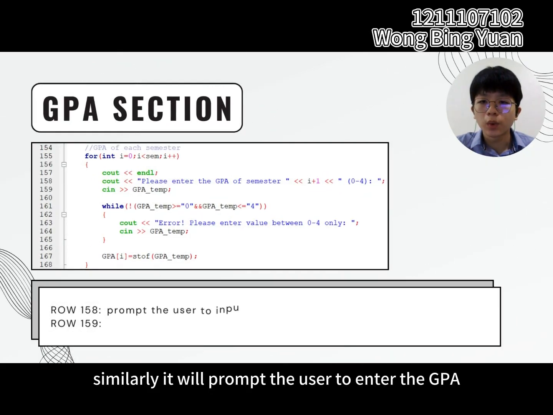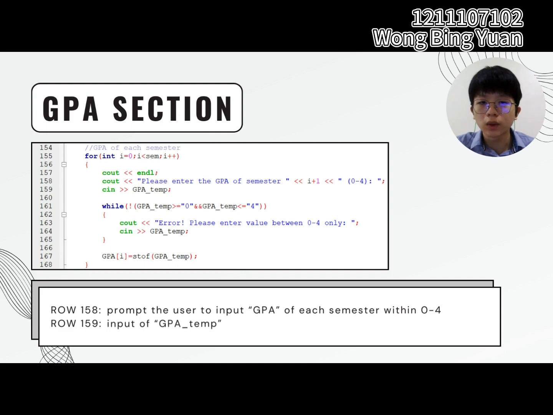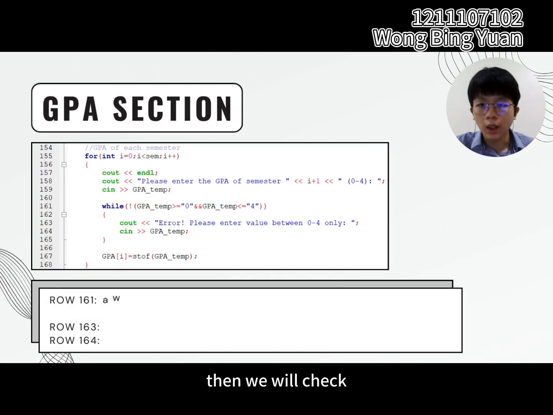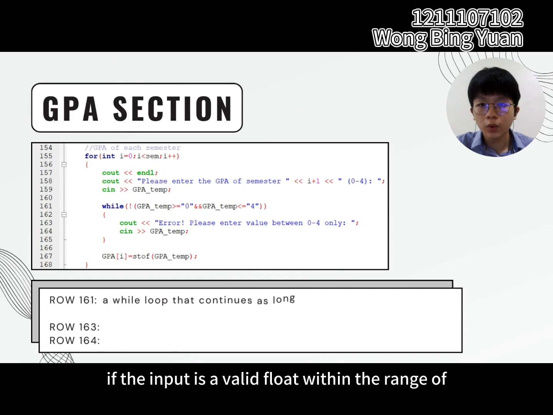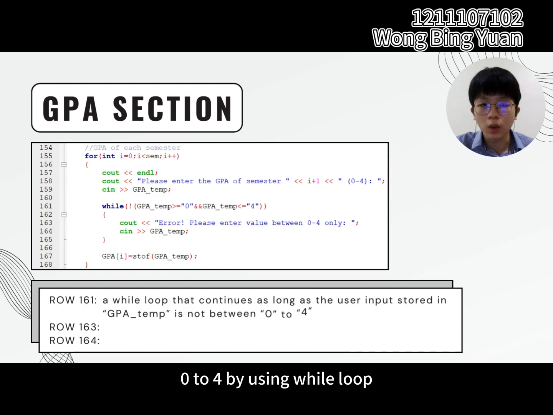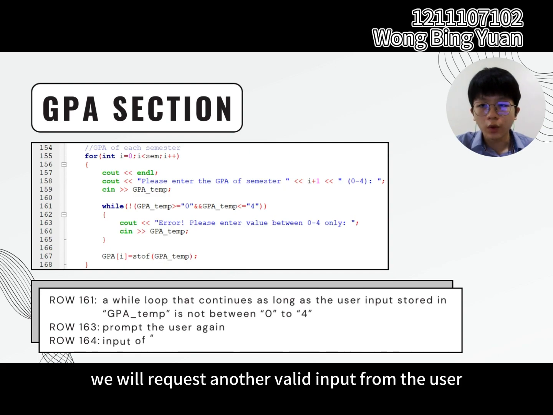Similarly, it will prompt the user to enter the GPA of each requested semester, limited between 0 to 4, and the user's input is stored in GPAtemp. Then, we check if the input is a valid float within the range of 0 to 4 by using a while loop. If not, we will request another valid input from the user.